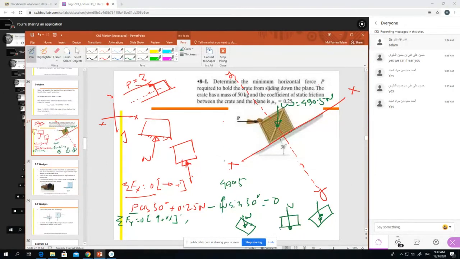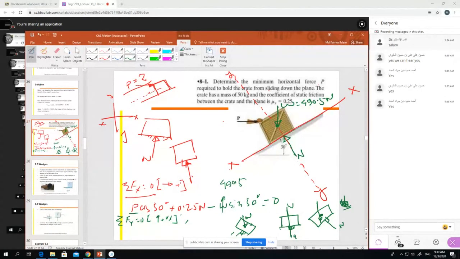Now, normal force we learned will always work normal to the surface of the box. Normal force will work like this, at 90 degrees. In some books you will find it written as NC, normal force, but it is the same thing.